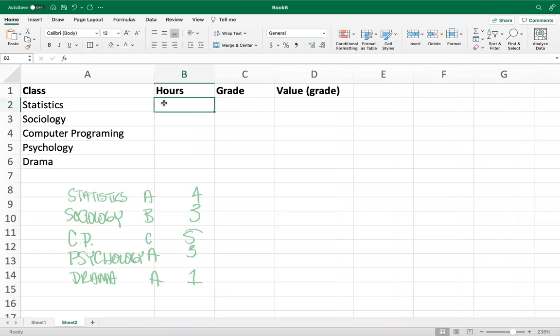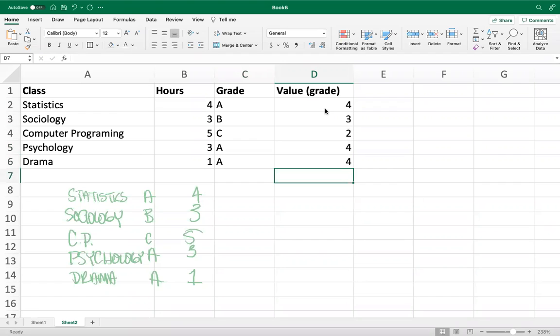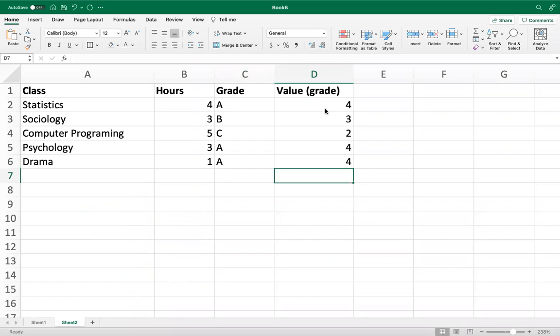All right, so statistics was 4 hours, sociology was 3, computer programming was 5, 3, and drama was 1. The grades she ended up getting were A, B, C, A, and A. And what it looks like they did is they gave a 4 for A, a 3 for B, a 2 for C, and I'm guessing it would have been a 1 for D. So let's clear that out and see what her grade point average is.